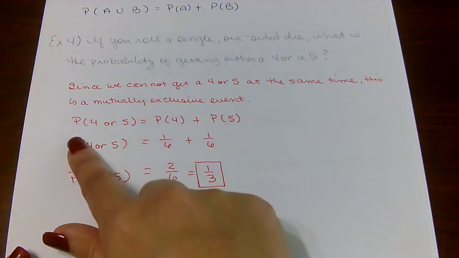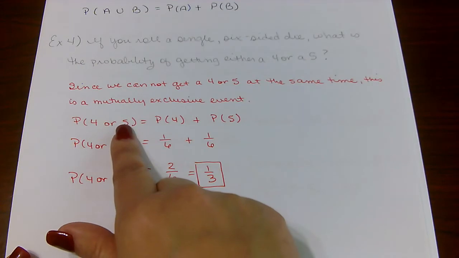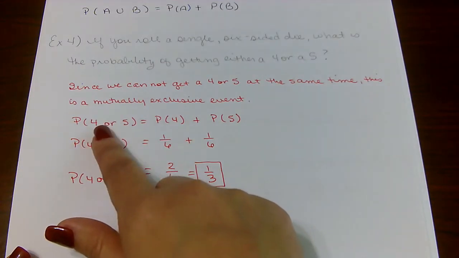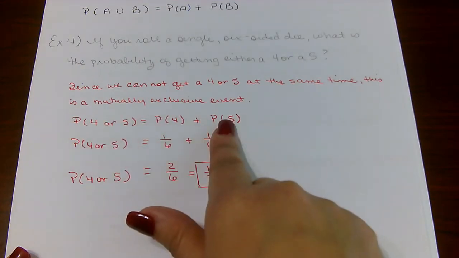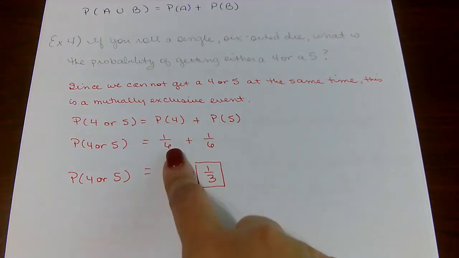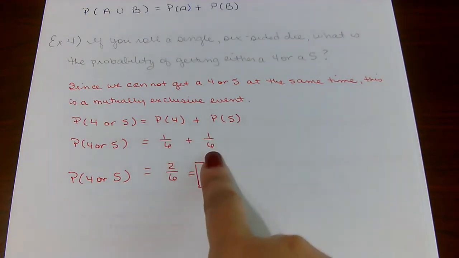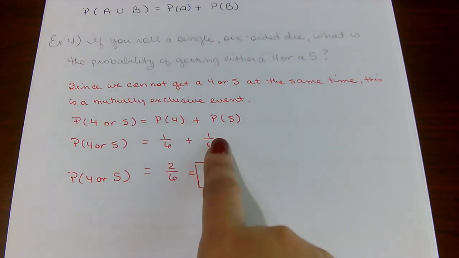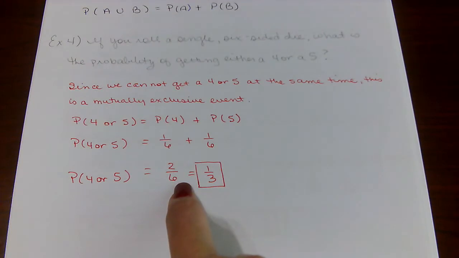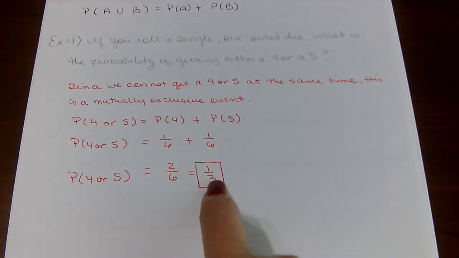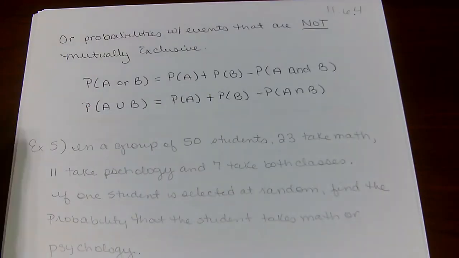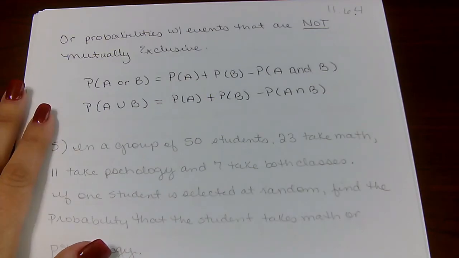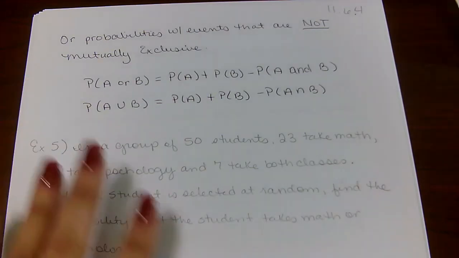That means what we're going to have to do is add up the probability of getting a 4 plus the probability of getting a 5 individually. Since the probability of getting a 4 is 1 out of 6, and the probability of getting a 5 is 1 out of 6, we would simply add those two numbers together, and we get 2 out of 6, or 1/3.